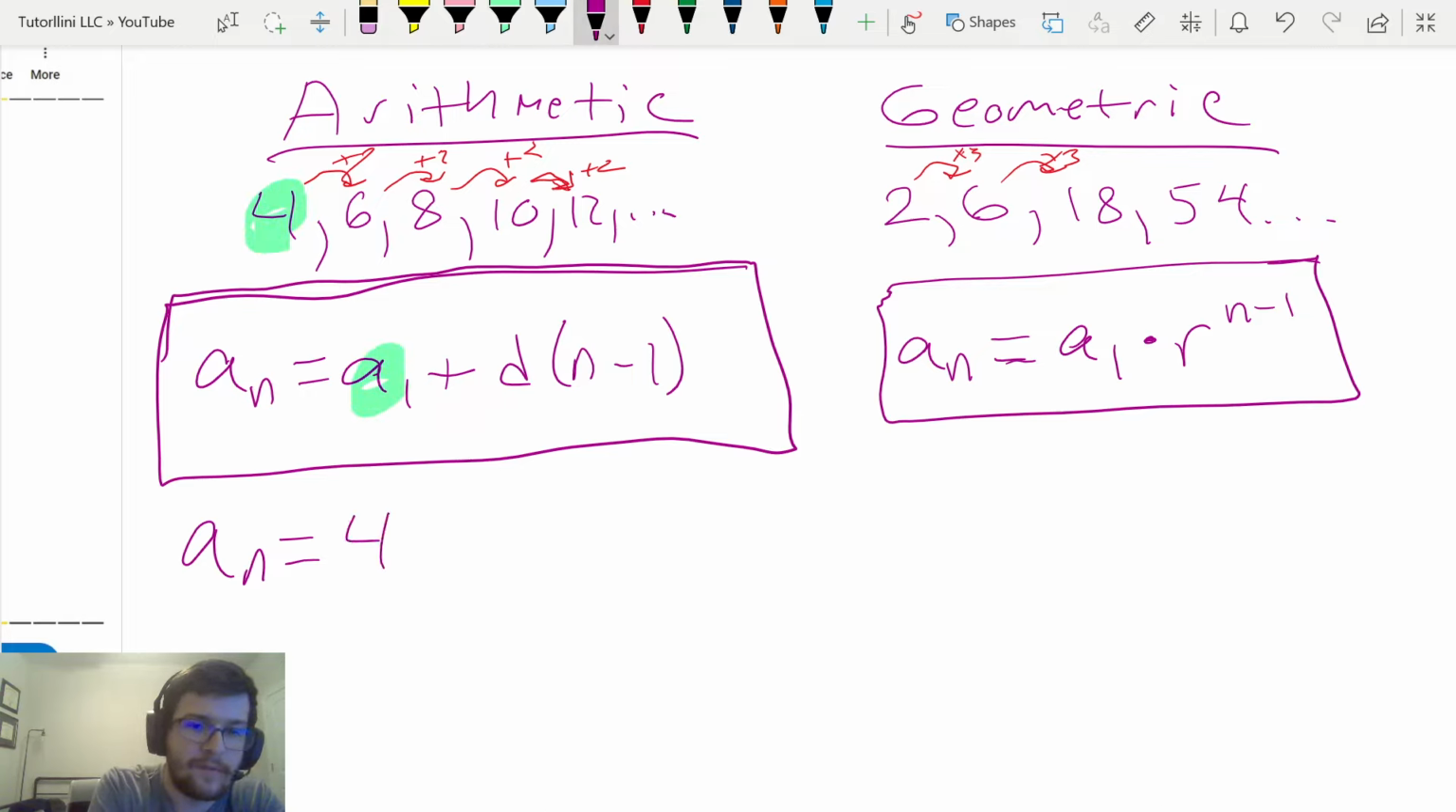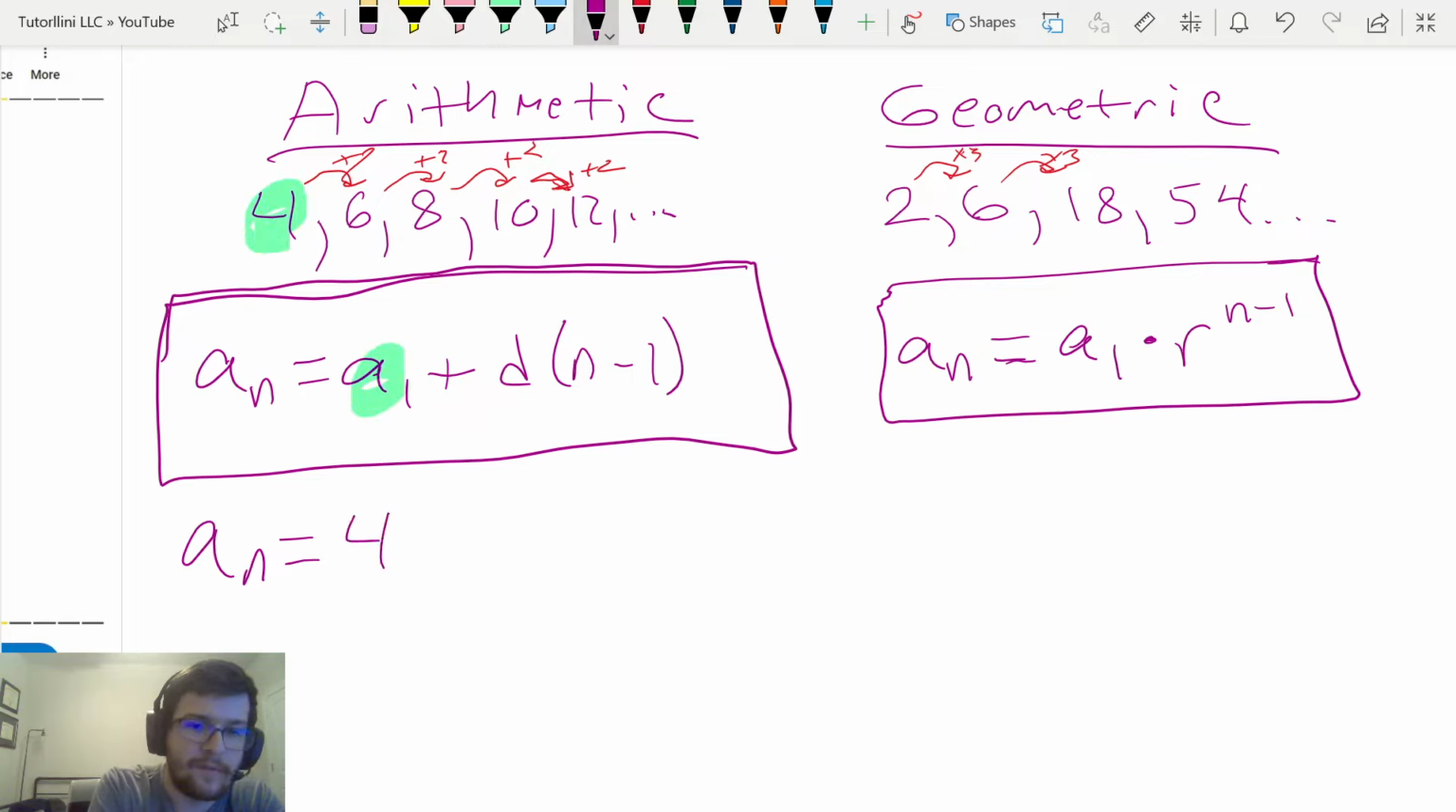So for this problem, it says the first term is 9. That tells us that a1 is equal to 9. And each term after the first term is 4 times the preceding term. That not only tells us it's geometric, it tells us that r, the common ratio, is 4. Remember I said r is what you're multiplying by? So we're going to do the geometric equation, a sub n equals a sub 1 times r to the n minus 1. a sub 1 is just 9, r is 4.